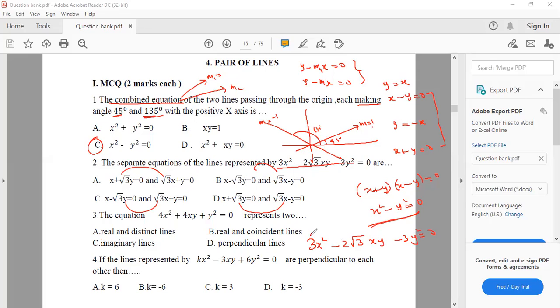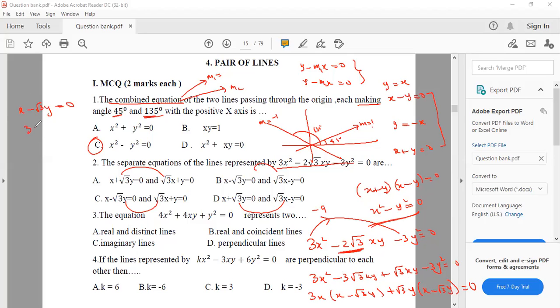How much is the product? -9, no? So I should split this in such a way that the product is -9. Sir, -3√3 and √3. Plus root 3x. What is common here? 3x is common. What is common here? √3y is common. So what will be the separate equation? x minus √3y equal to 0 and 3x plus √3y equal to 0. Am I right or wrong?